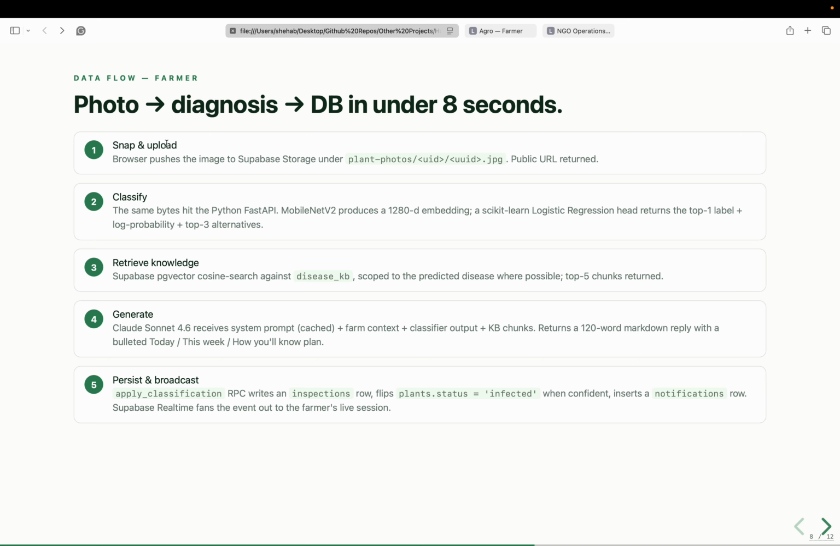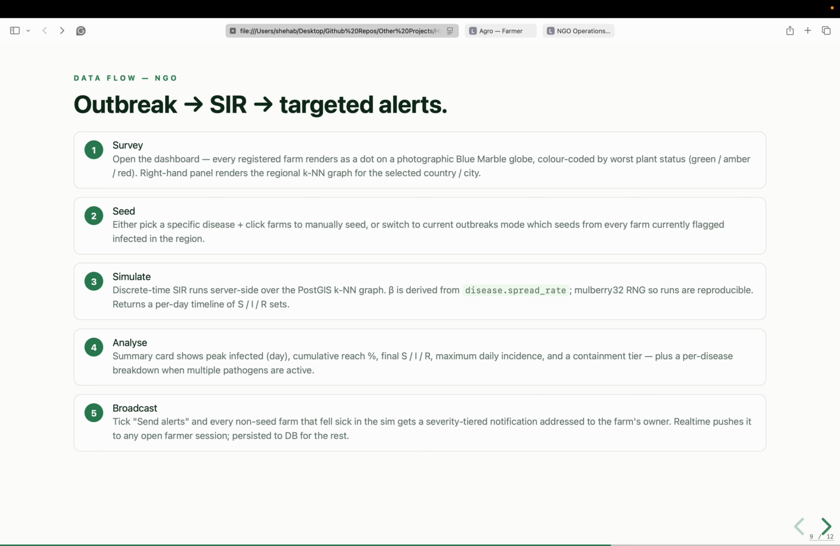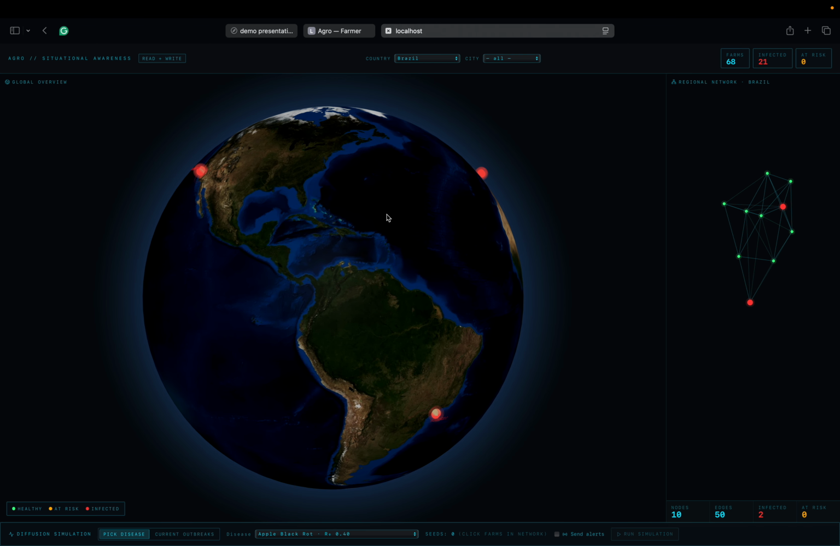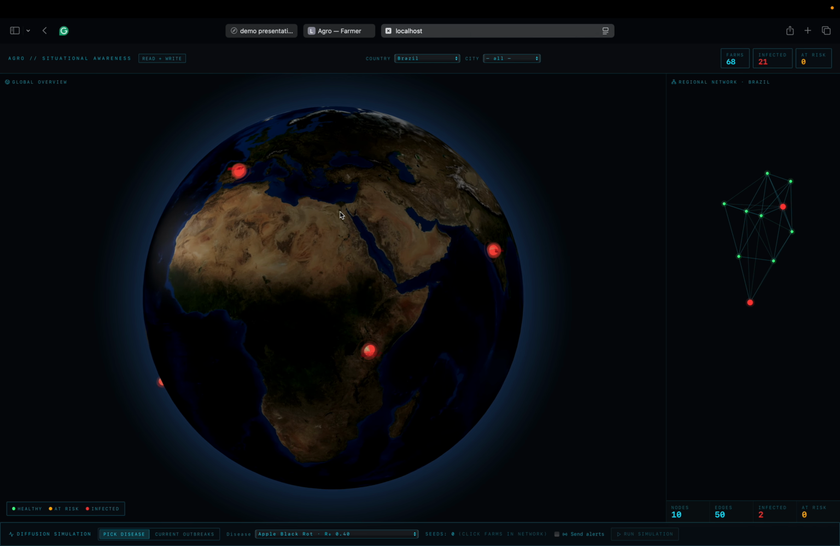So we take a picture and upload this to Supabase. Then we send this image to our classification model that then classifies the disease and takes a cosine similarity against diseases within our database and generates inference via Claude Sonnet 4.6. And so without further ado, I'll just go and show you the demo.